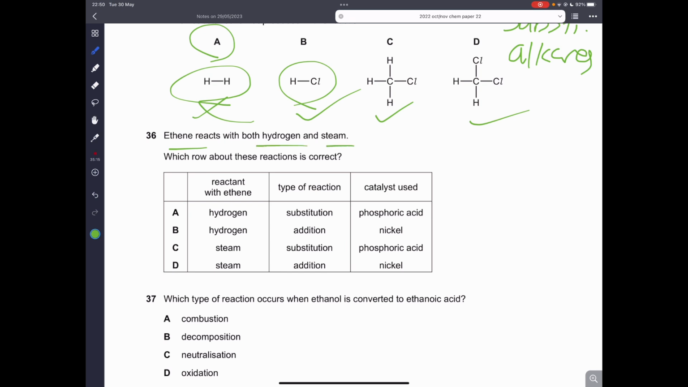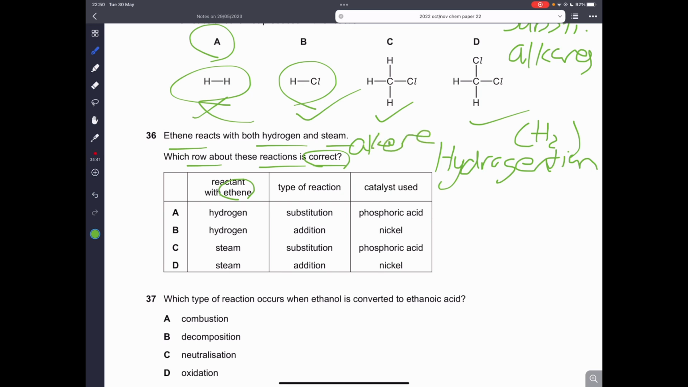36. Ethene reacts with both hydrogen and steam. Which statement about this reaction is correct? Okay, so if you react ethene with hydrogen, we call it a hydrogenation reaction. But if you react ethene or any other alkene with steam, it is going to be called hydration.